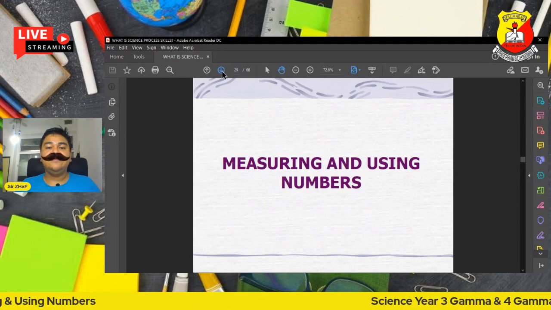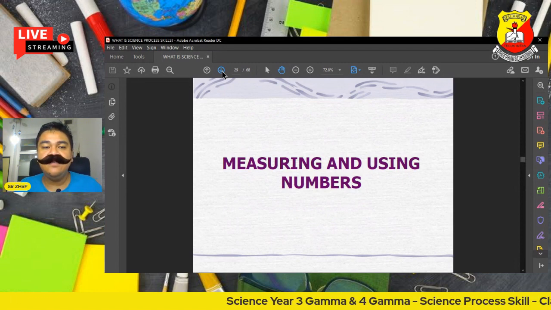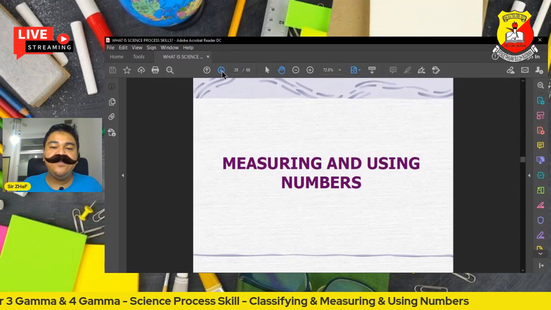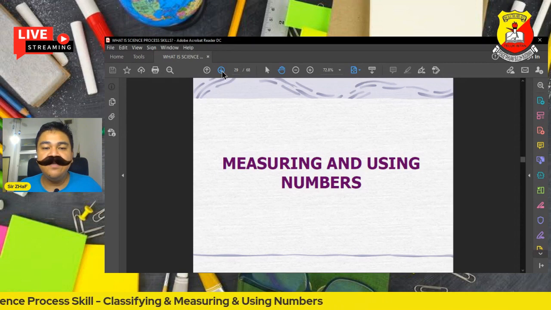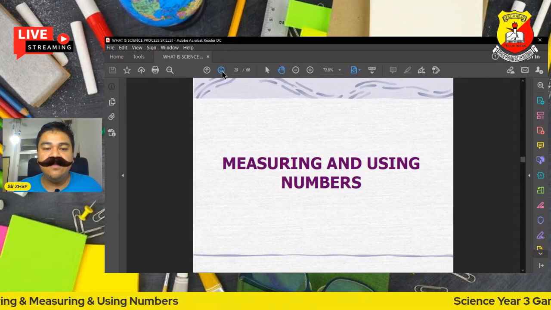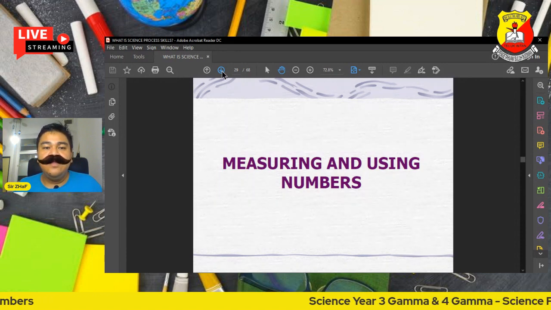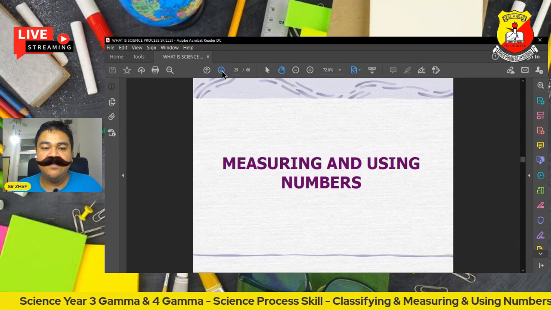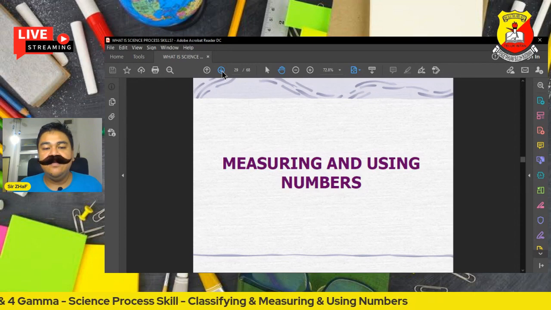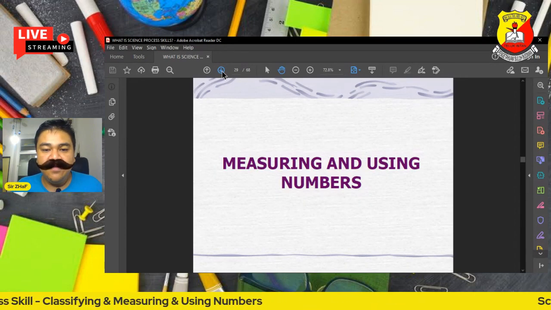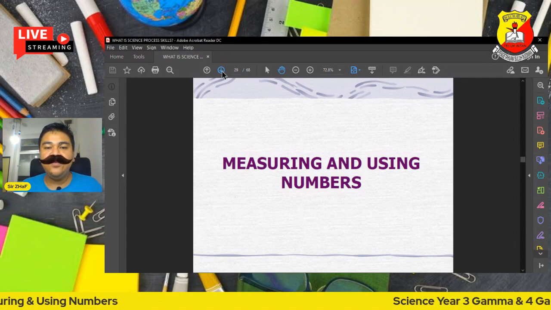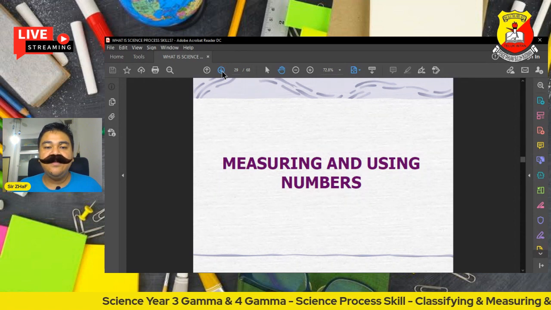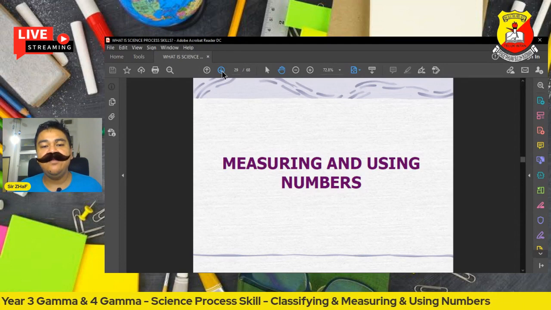Okay, next. So that is classifying. Again, class, what is the definition of classifying? Classifying is grouping a set of objects into the same classification or different classification. You put an object or set of information into each group based on their characteristics, either the similarities or the differences.